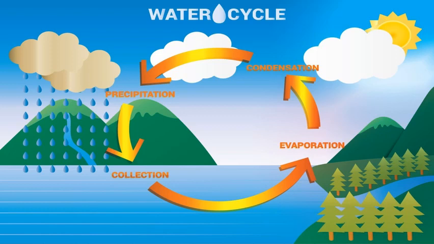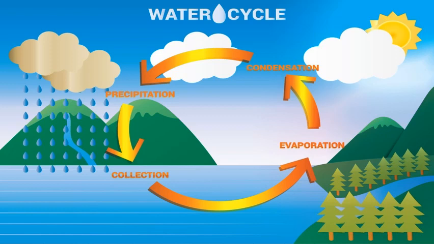When the sun's rays fall on the water bodies, the water gets converted to water vapor. That is called evaporation. These water vapors go up in the sky and form clouds. That process, the formation of clouds, is called condensation. After a while, it becomes too heavy for the clouds to hold the water, so it starts precipitating down. It falls down as rain, hail, and other forms.